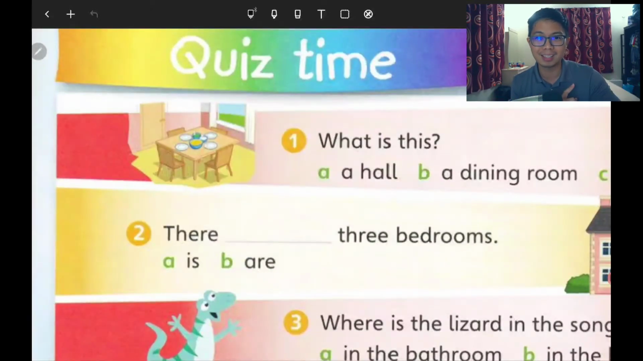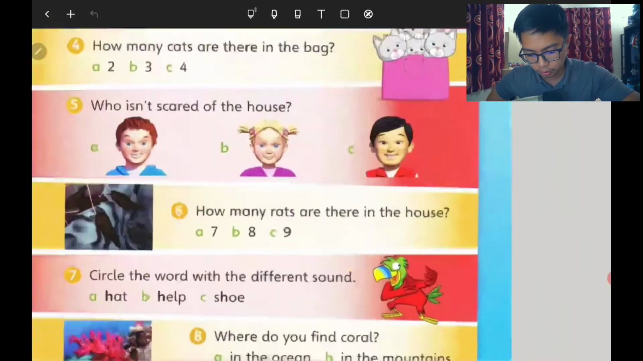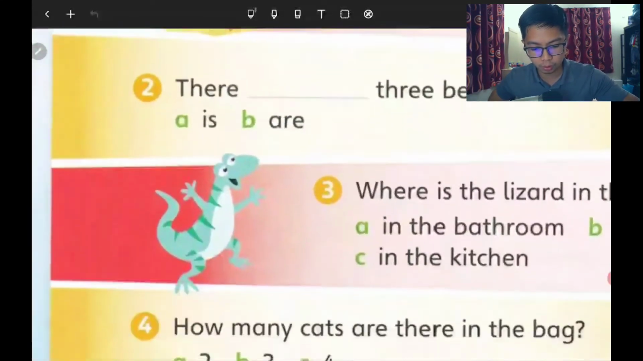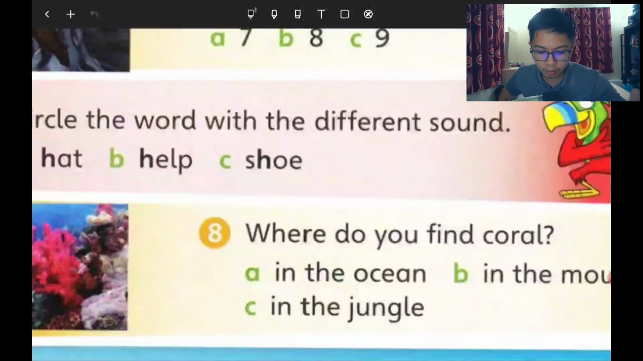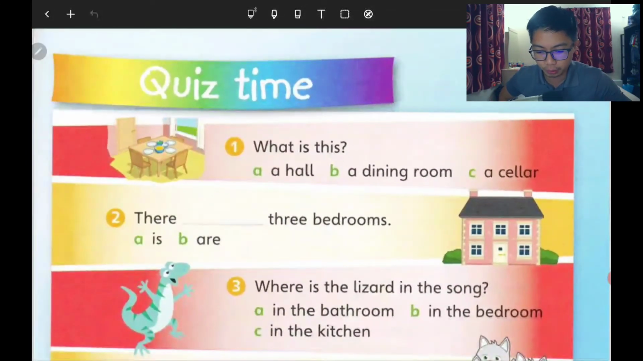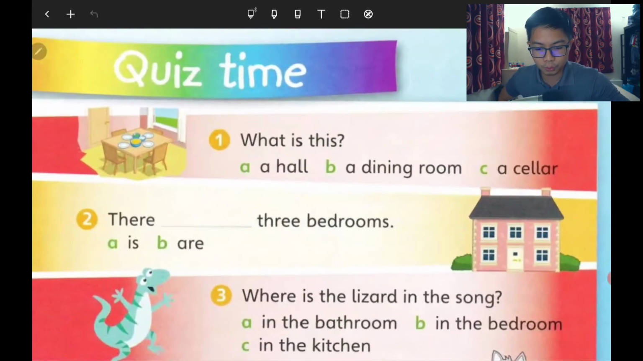You don't have to write anything, but you need to focus on this quiz, verbal, okay? Only verbal. So on page 81, there are a few questions. Question 1, 2, 3, 4, 5, 6, 7, and lastly we have until question 8. Okay, there are 8 questions, and let's do some quiz to check whether you understand this topic or not. Okay, let's start with the first question. Okay, so question number 1.